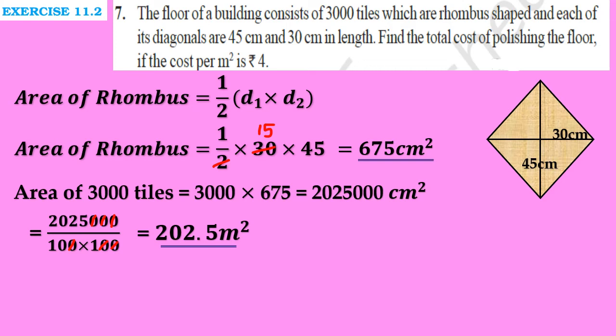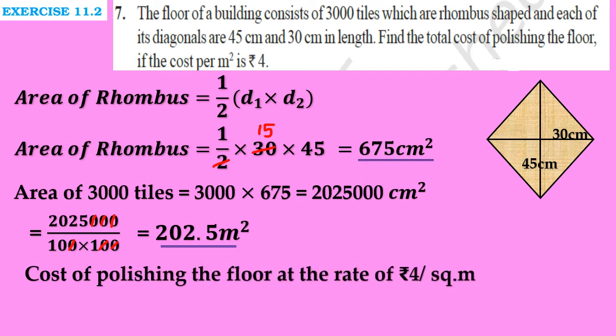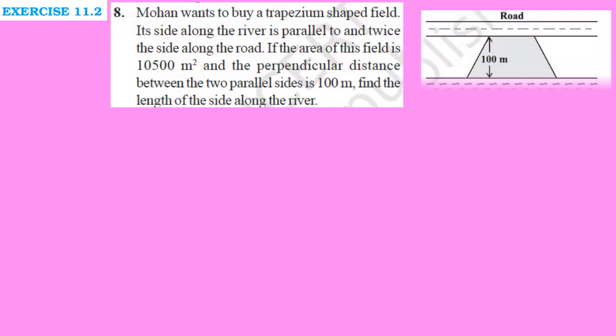Now let us find the cost of polishing the floor. So it is at the rate of ₹4 per square meter. Very low rate, is it? So ₹810. I don't know whether it is possible at this price now. This may be a very, very old book, the version is very old. Anyway, we have learned the concept very well. Hope you understood. So let us move on to question number 8.